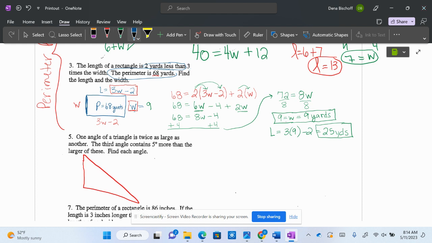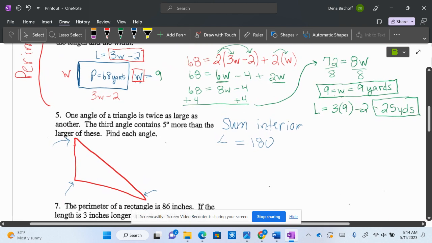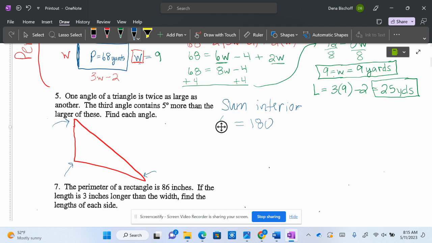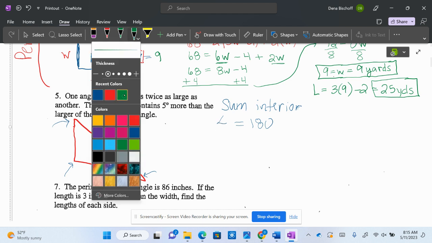So I'm going to read number 5. It says, one angle of a triangle is twice as large as another, and the third angle contains 5 more than the larger. Find each angle. So the first thing that you need to know is if we have a triangle, I'm going to draw a picture of a triangle here. What do you know about the angles inside of a triangle? Do you guys remember learning something about the sum of the interior? One of them could be 90 degrees, but what do all 3 of them have to add up to? Yeah, the angles have to equal 180. The sum of the interior angles of a triangle has to equal 180.